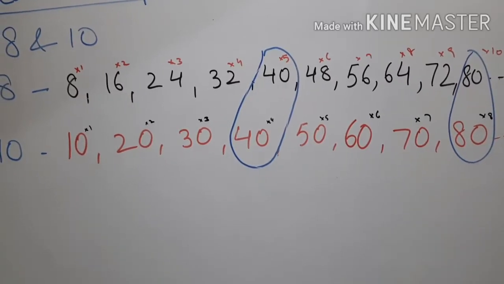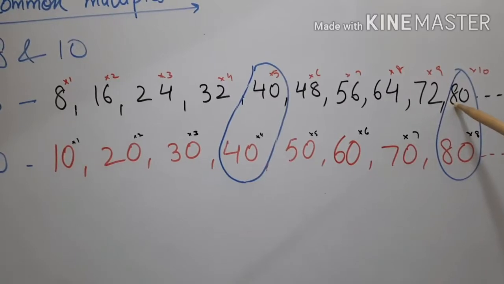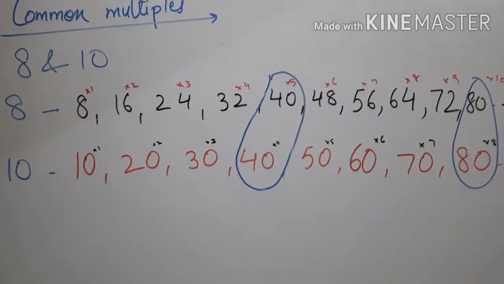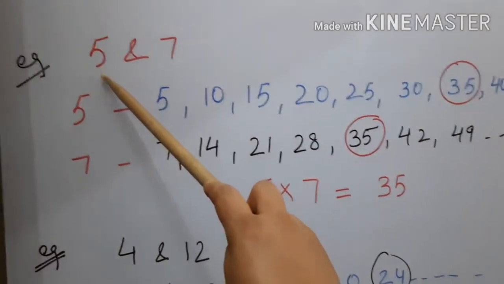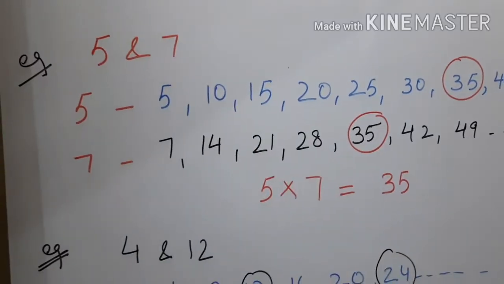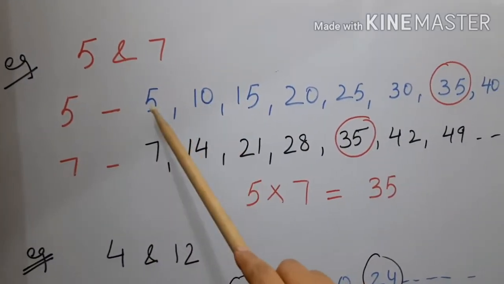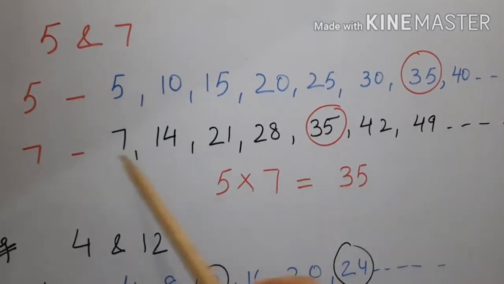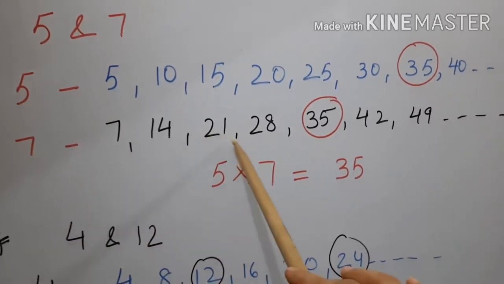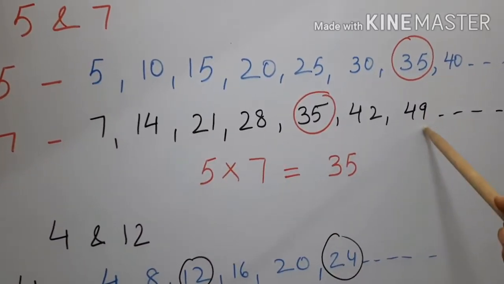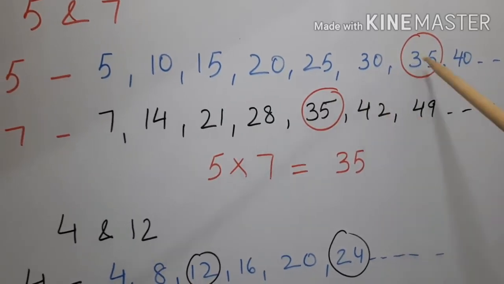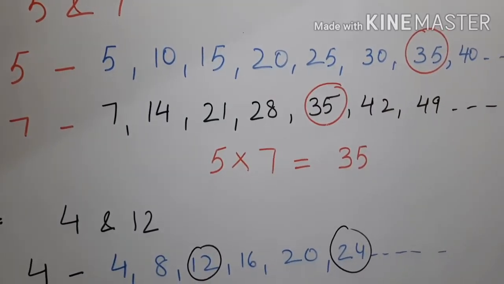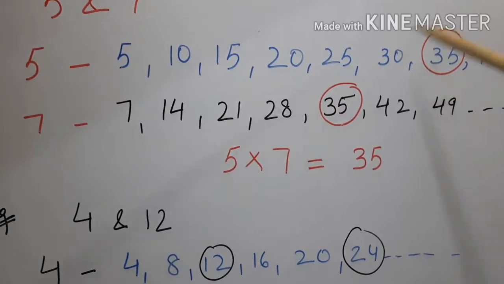If we have to find some more multiples, we will continue in this way and find the next multiple between 8 and 10. Now let us find the common multiple of 5 and 7. Just write all the multiples of 5: 5, 10, 15, 20, 25, 30, 35, 40 and so on, and multiples of 7: 7, 14, 21, 28, 35, 42, 49 and so on. So what is the common multiple of these two? That is 35. And if we continue in the same way, we will find another common multiple, that is 70.